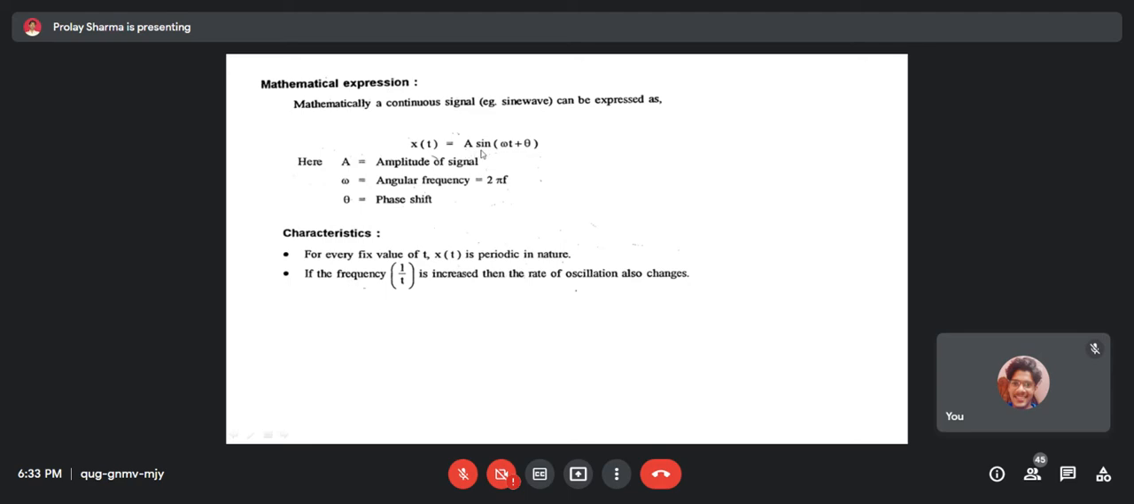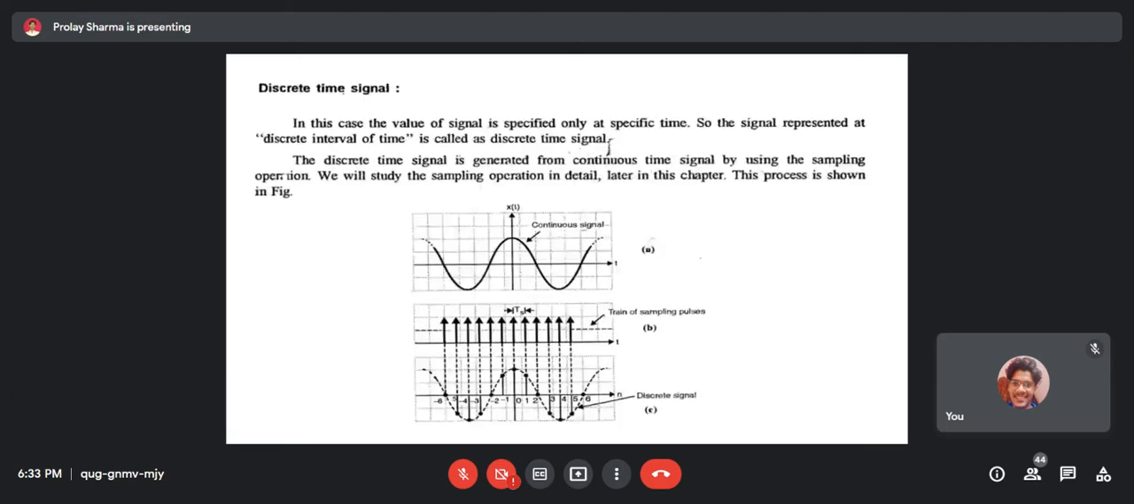The sine is the description of the signal's nature. If the signal varies sinusoidally, it varies according to this mathematical function. Omega is the angular frequency. It can be represented by 2 pi f, that is 2 times pi times f, where f is the linear frequency in hertz, and phi is the phase shift of the sinusoidal signal. So this is the mathematical expression of a continuous signal.